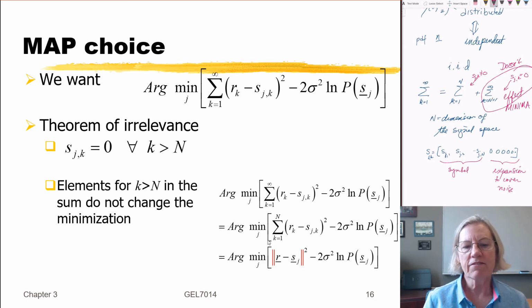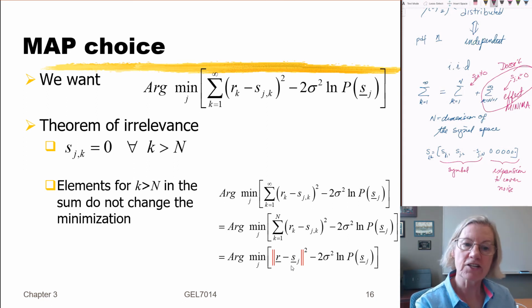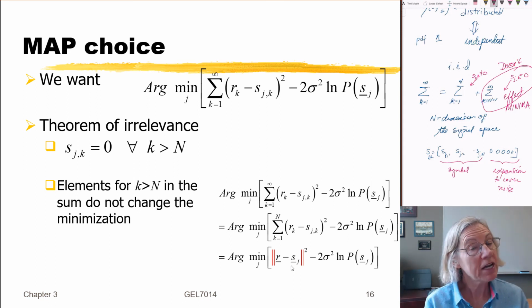Which brings us to a very nice result here, that we have the sum k equal 1 to n of the difference between the elements of r and the elements of the jth symbol. And we can write that as the L2 norm of the difference between r and the jth symbol. So what's nice about this norm interpretation, this is a vector space, is it gives us a nice intuition, because what do we come with?